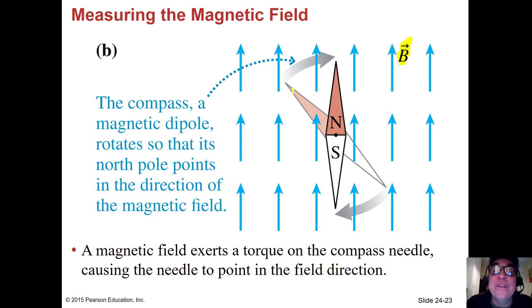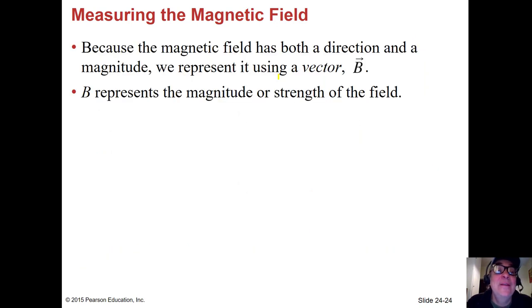So here was the compass. This is the north side, this is the south side. The magnetic field points up this direction. So there's going to be a force on this needle and therefore a torque, so that the compass needle lines up with the magnetic field lines. Okay, so really similar to what we saw with the electric dipole in an electric field. This is a magnetic dipole in a magnetic field.